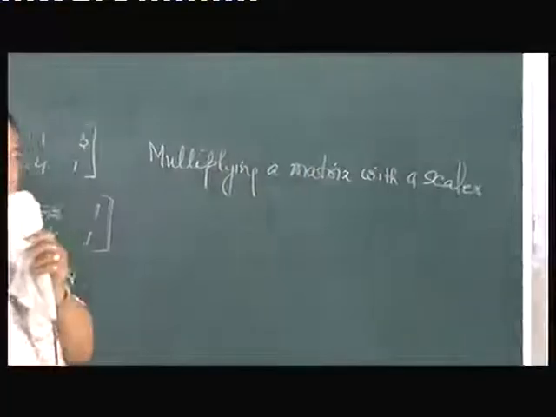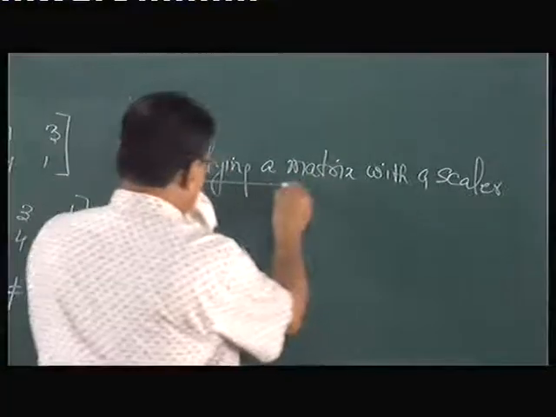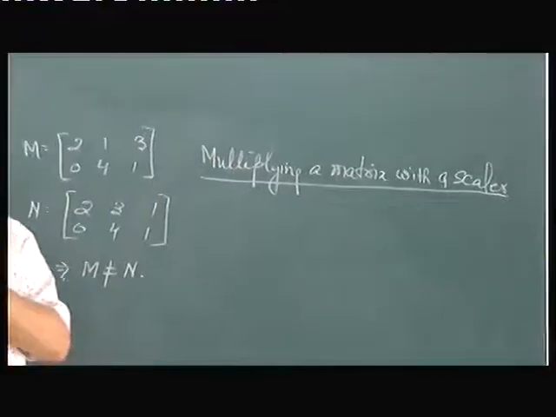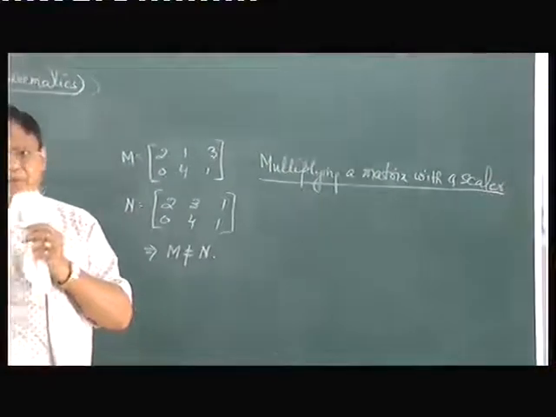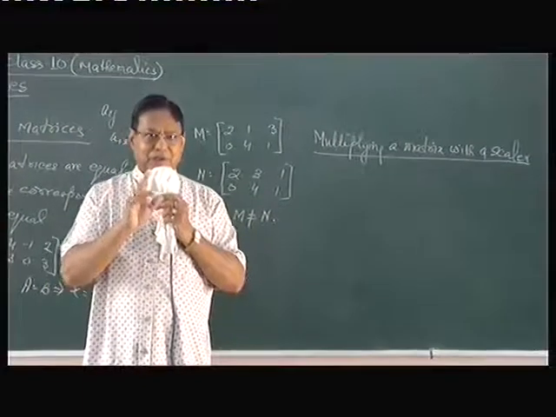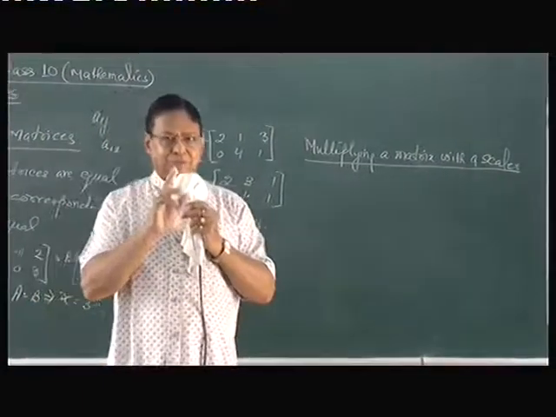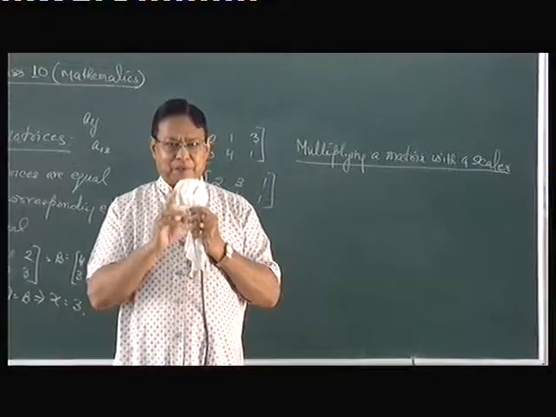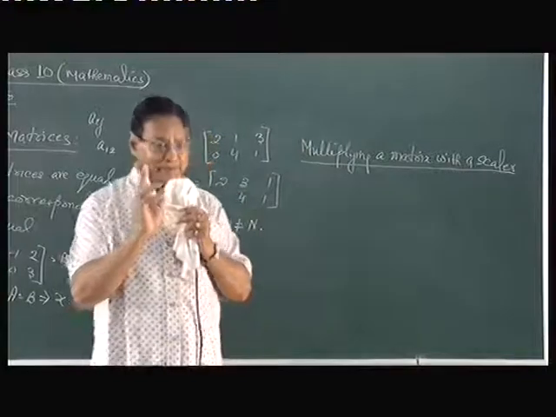with a scalar. Scalar, I mean a number. So multiplying a matrix with a number, each and every element of the matrix will be multiplied with that number. I repeat, if a matrix is to be multiplied with a scalar, each and every element of the matrix will be multiplied by that number.